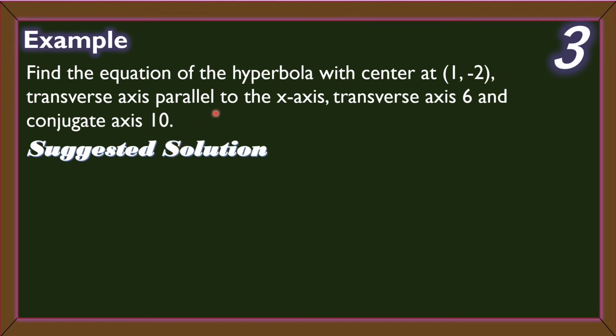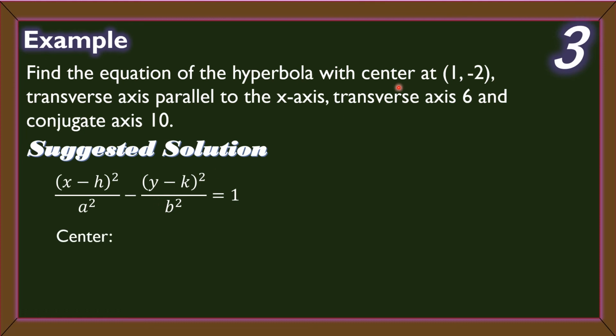Since the transverse axis is parallel to the x-axis, we're going to use the standard form of the equation (x - h)^2/a^2 - (y - k)^2/b^2 = 1. To find the equation of the hyperbola, we need to identify the values of h, k, a, and b. Then substitute these into the standard form of the equation.